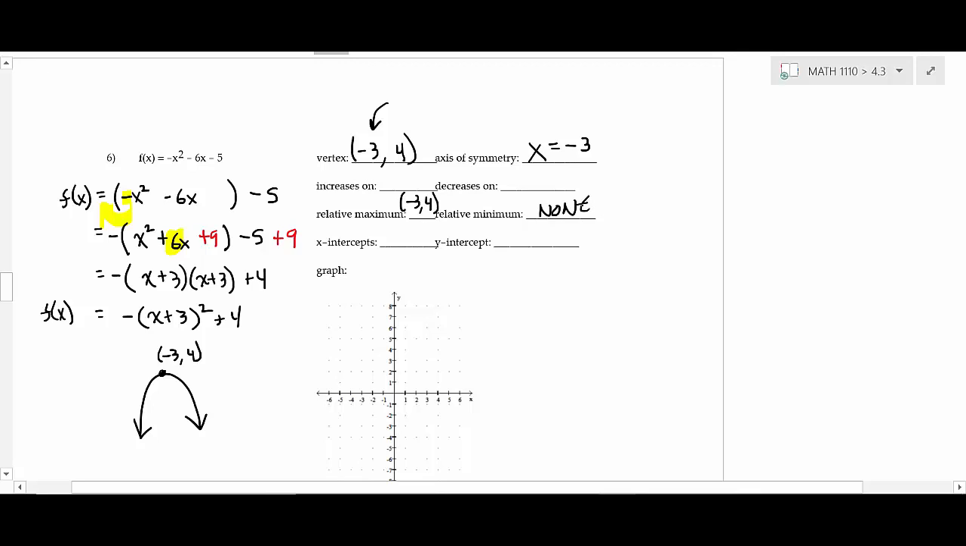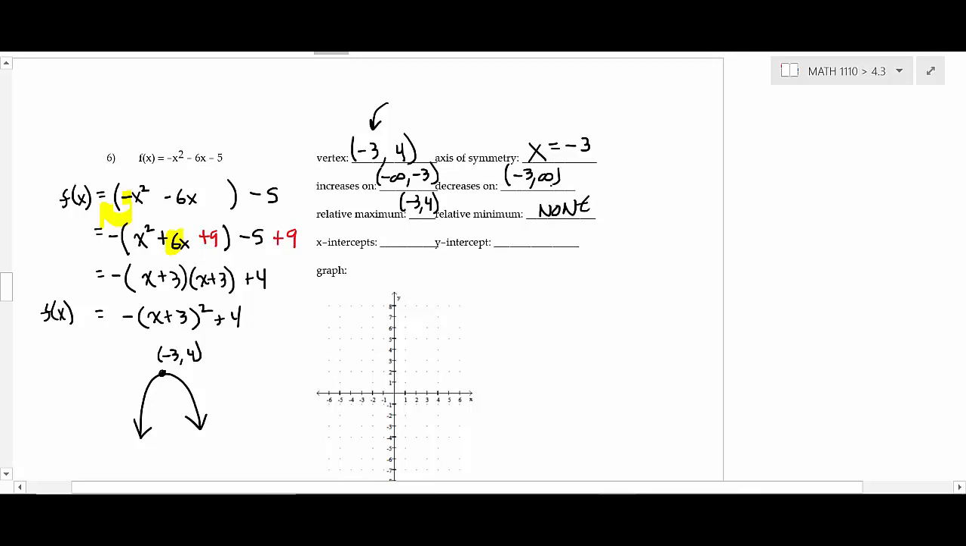Okay? How about increasing? Where's this increasing from? -infinity to -3 with an open interval. Decreasing, -3 to infinity. Now you're going to know that because you know that it's opening down. So you're going to increase from -infinity to -3, you're going to decrease from -3 to infinity, okay?